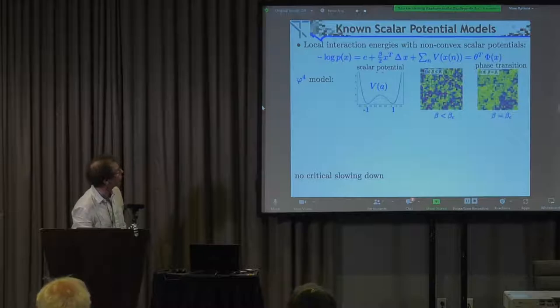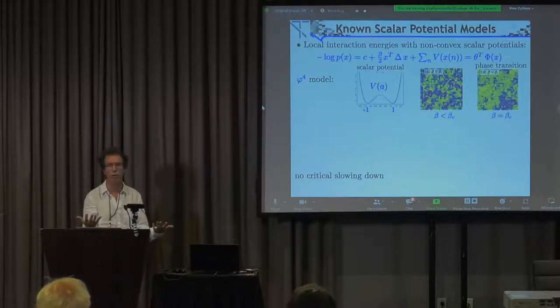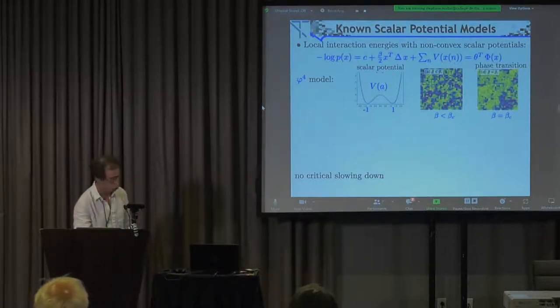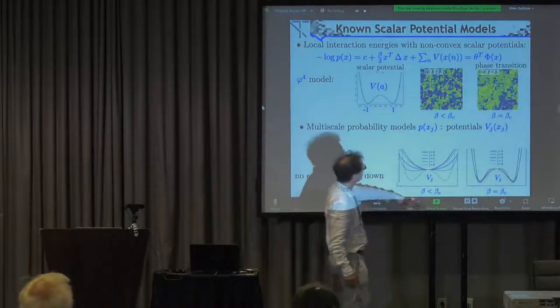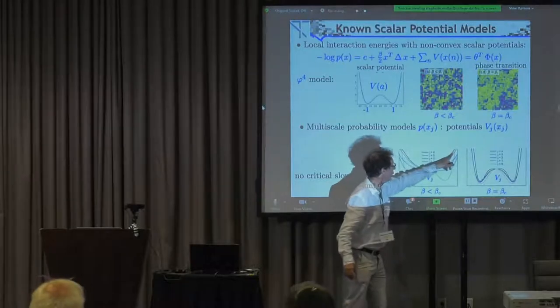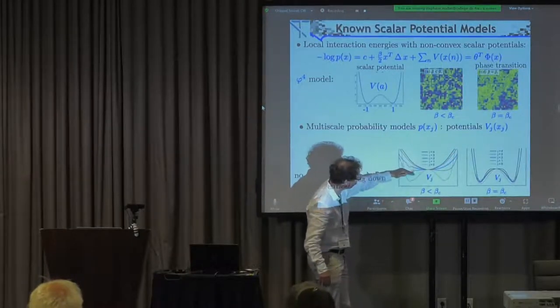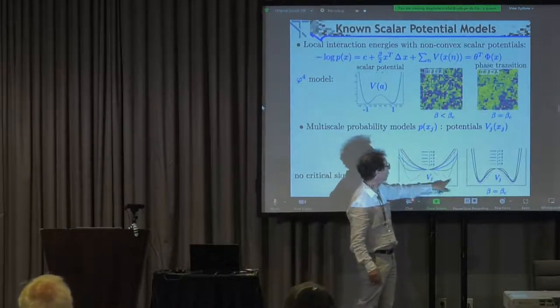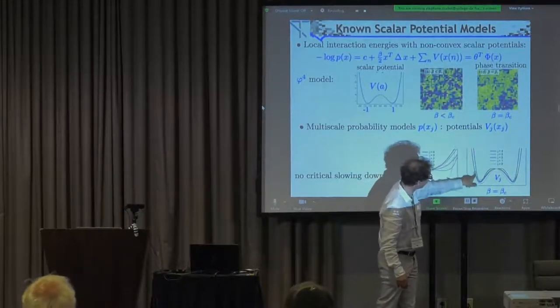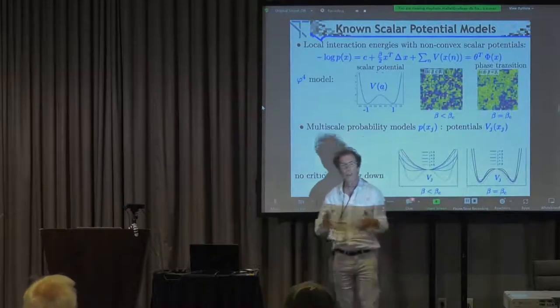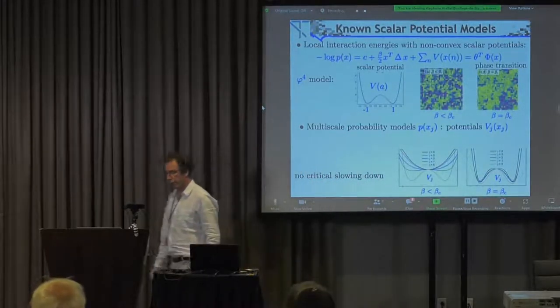If you are above the critical temperature, you have a disordered system. At the critical temperature, you have a very organized system with long-range interactions. These are the evolutions of the potentials across scale. So this one at very coarse scale looks Gaussian, but as you move across scale, you progressively get your double well. Here at critical temperature, essentially the potential doesn't vary across scale.